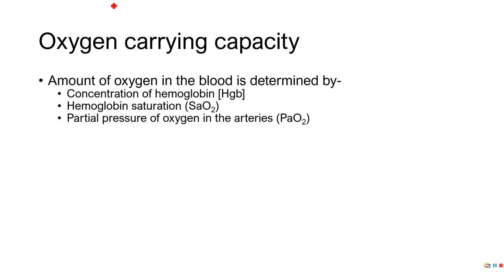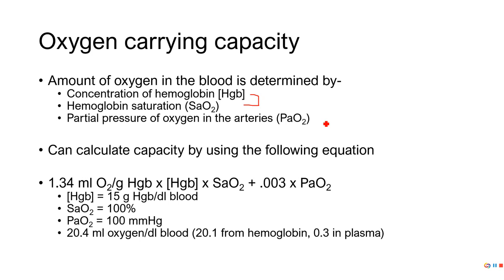Okay, so these two things, the hemoglobin and the saturation, go together, whereas the partial pressure is kind of separate from all of them. Okay, so these two go together, and then this is its own thing. All right, and so the equation is as follows.